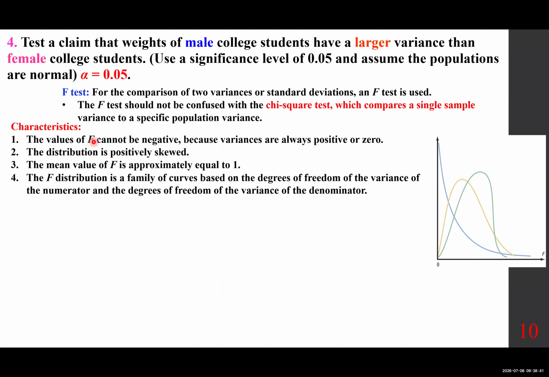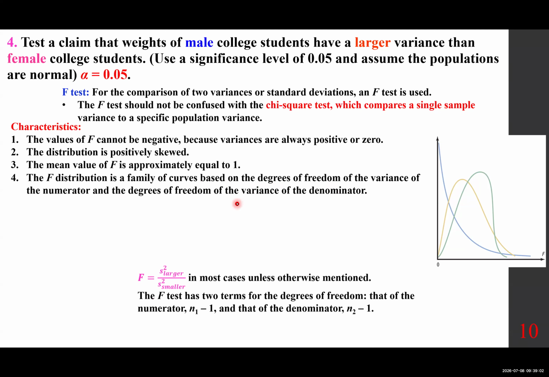Characteristics. Number one, the values of F cannot be negative because variances are always positive or zero. The distribution is positively skewed. The mean value of F is equal to 1. The F distribution is a family of curves based on the degrees of freedom of the variance of the numerator and degrees of freedom of the variance of the denominator.